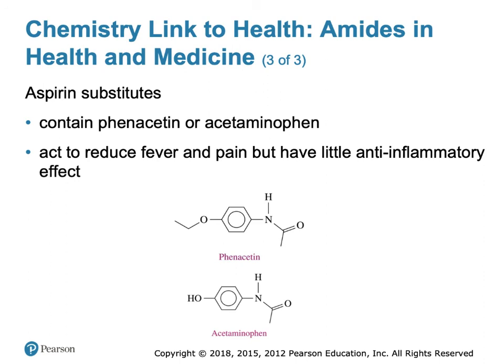We looked at aspirin, which we found was an ester of salicylic acid. Aspirin substitutes contain phenacetin or acetaminophen. They also act to reduce fever and pain, but have little anti-inflammatory effect. If you look here at phenacetin, you have an amide functional group. If you look at acetaminophen, which is also used to reduce fever, you have an amide group. But again, little anti-inflammatory effect.